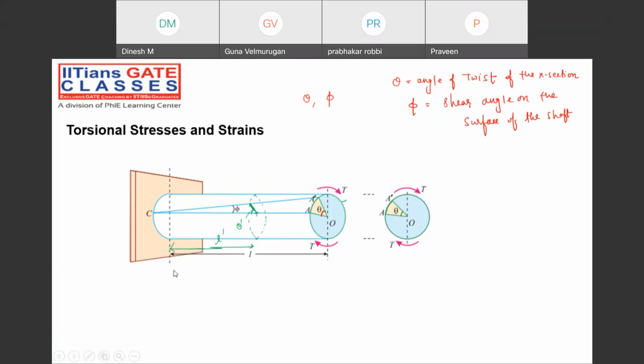Now tell me, is the phi value the same for L dash and L, or different? Tell me guys, try to imagine the figure and let me know the answers.